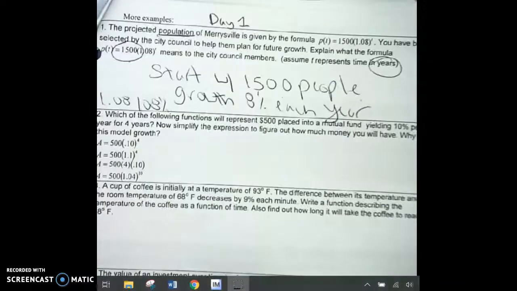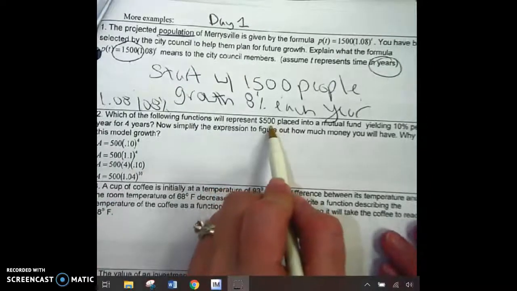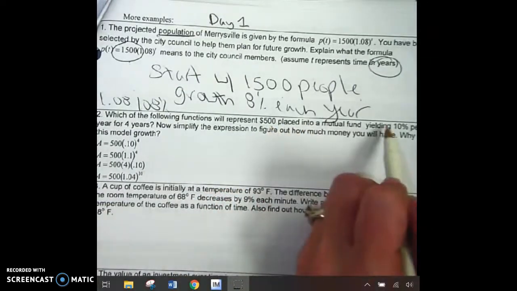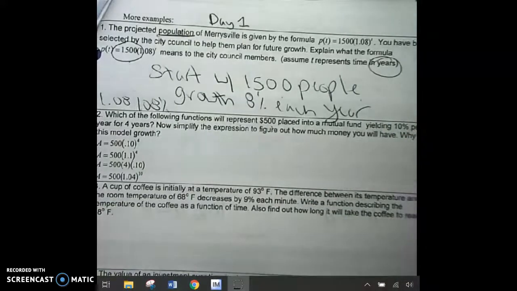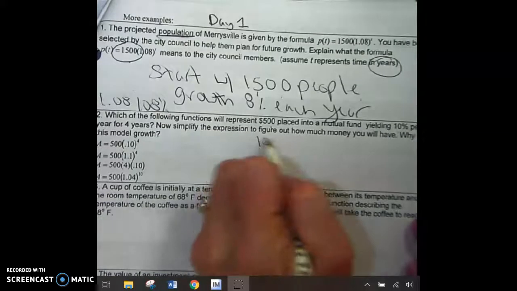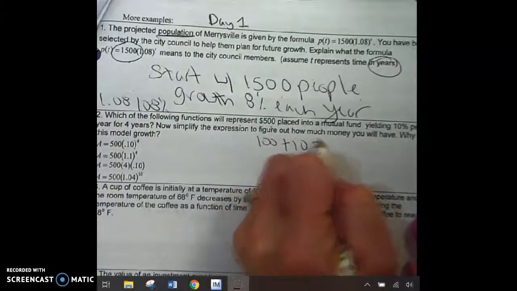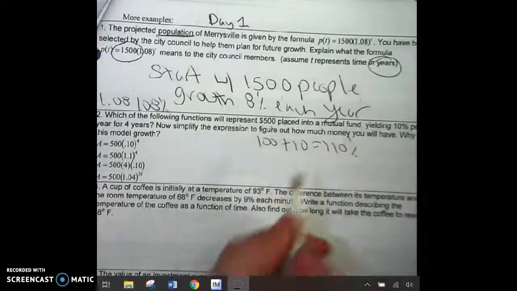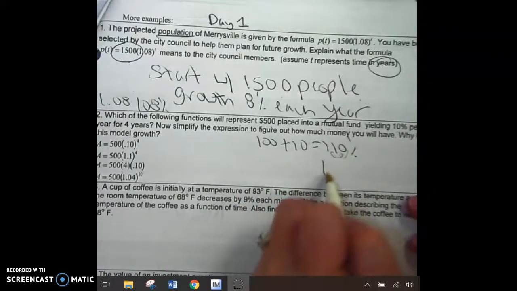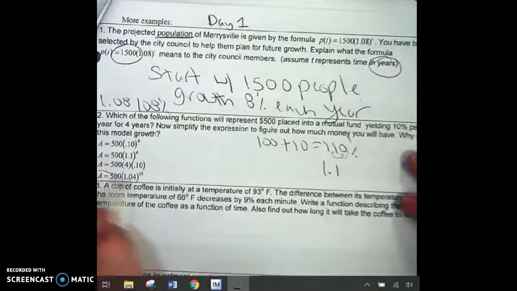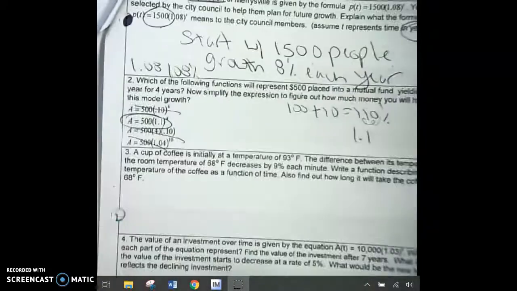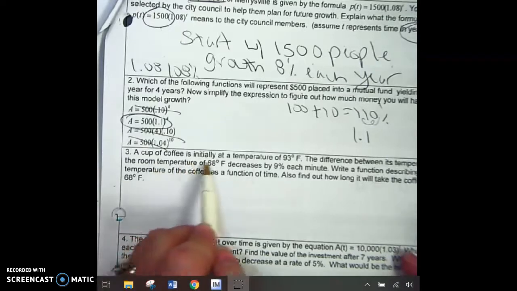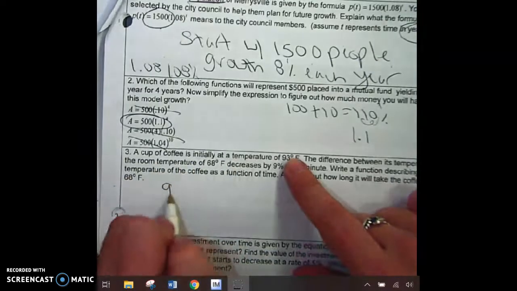All right, starting with 500, placing a mutual fund yielding 10% for 4 years. So if it's yielding 10%, that means more than 100%. So 100 plus 10 equals 110%. Well, if I change that to a decimal, that's 1.1. So I'm looking for 1.1. There it is. Okay.